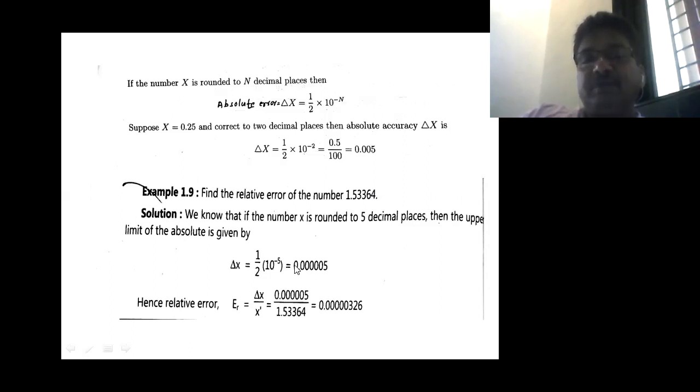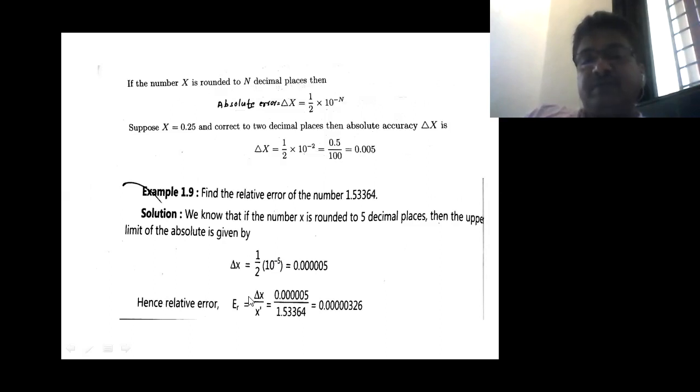That is 0.5 times 10 raised to minus 5. After the point write 5 zeros and then 5. Into 10 raised to minus 5 means shift the point to the left side, 5 digits.